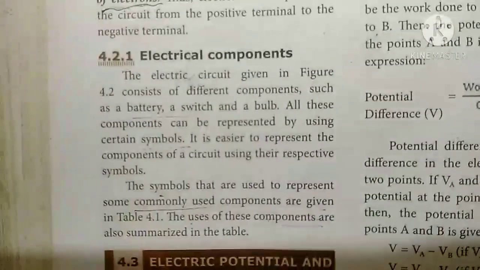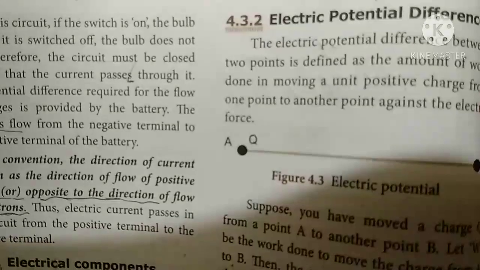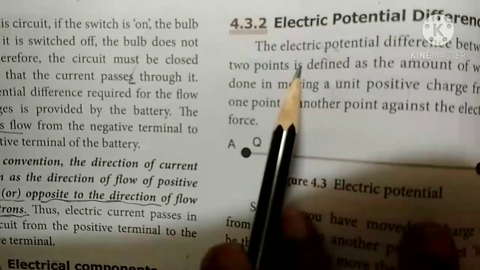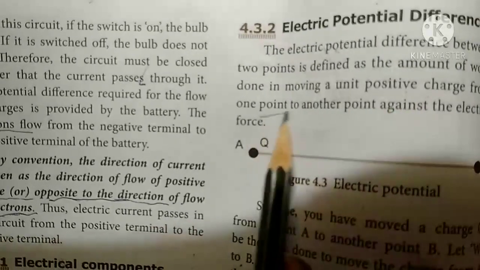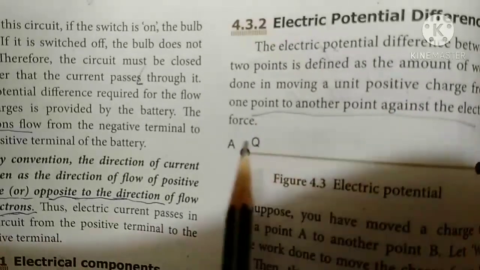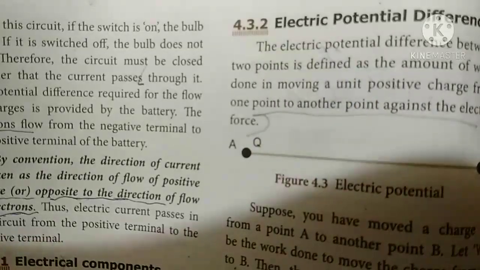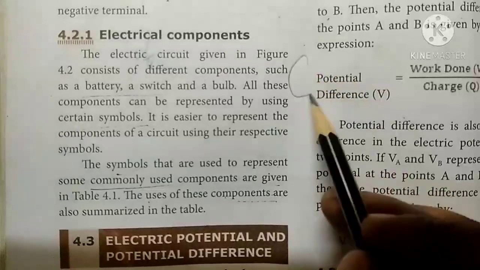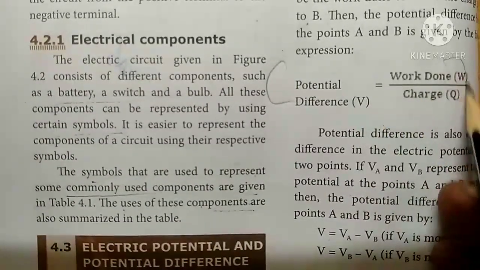Then next, electric potential difference. The electric potential difference between the two points is defined as the amount of work done in moving a unit positive charge from one point to another against the electric force. This is the definition of electric potential difference. And you can mark this formula for the potential difference: V is equal to W by Q.